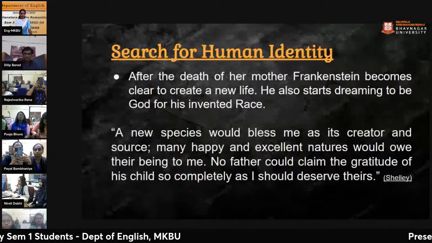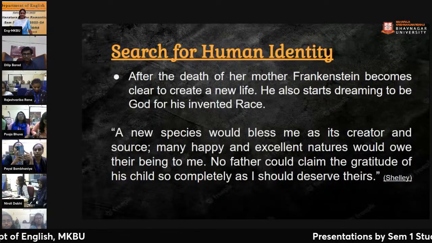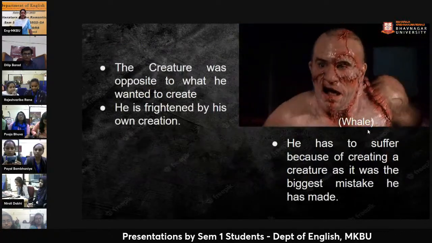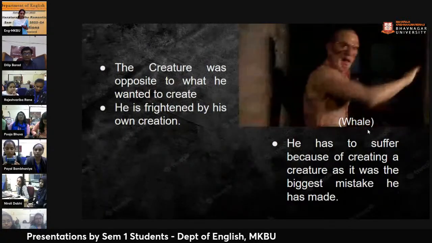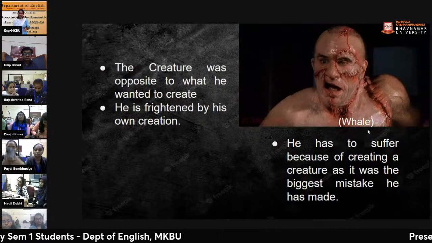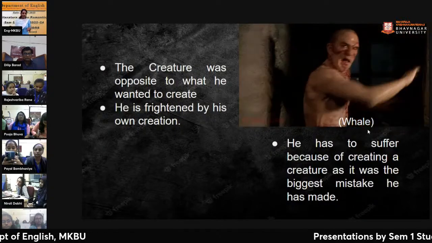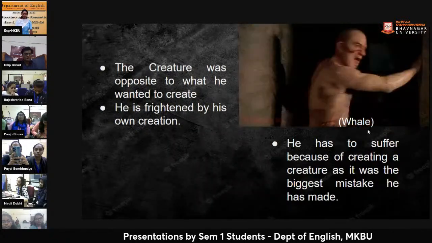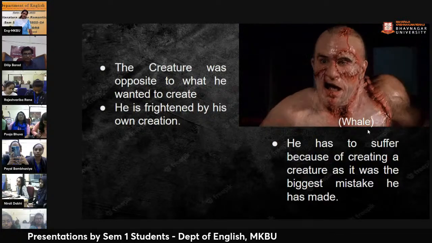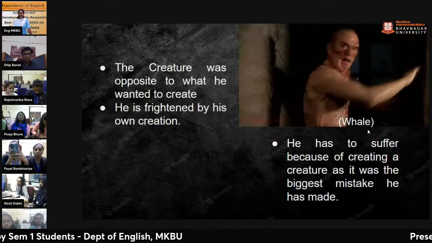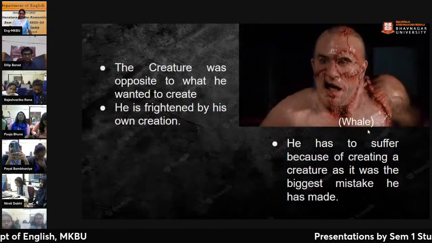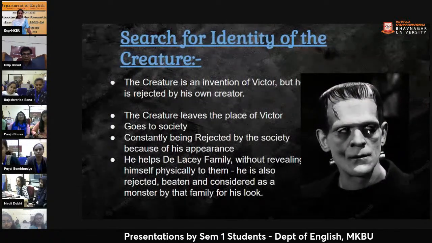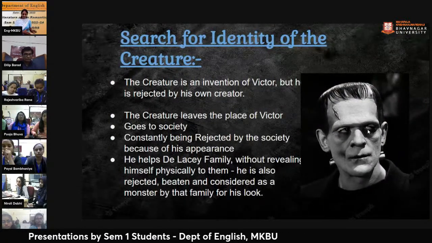He also passes most of his life creating this creature. The creature was the opposite of what he wanted to create. When the creature came to life, he first saw the creature, and you can see in this gif that he is completely frightened by his own creation, by the difference between what he wanted to create and what he had created. He has to suffer because of creating a creature, as it was the biggest mistake he made. So this is the search for human identity of Victor Frankenstein.